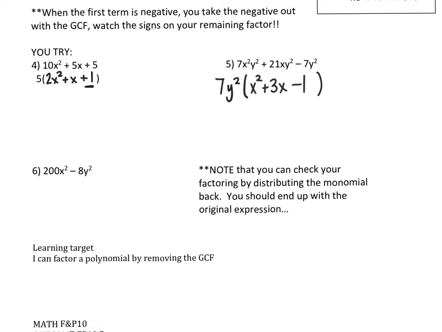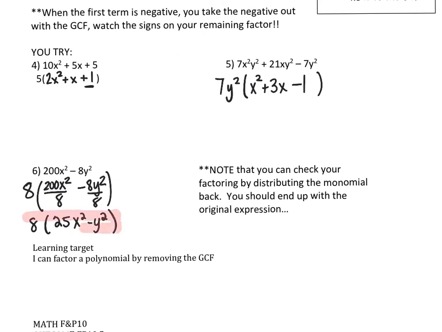All right, so when we factor out the 7y squared, we will have x squared plus 3x minus 1. I want you to pause the video now and try number 6 all on your own. Okay, so the answer down here is 8 times 25x squared minus y squared. Remember that you can always check your factoring by distributing the monomial back again, and you should end up with the original question. So if I take 8 and multiply it there and multiply it there, I will end up back at the original again.